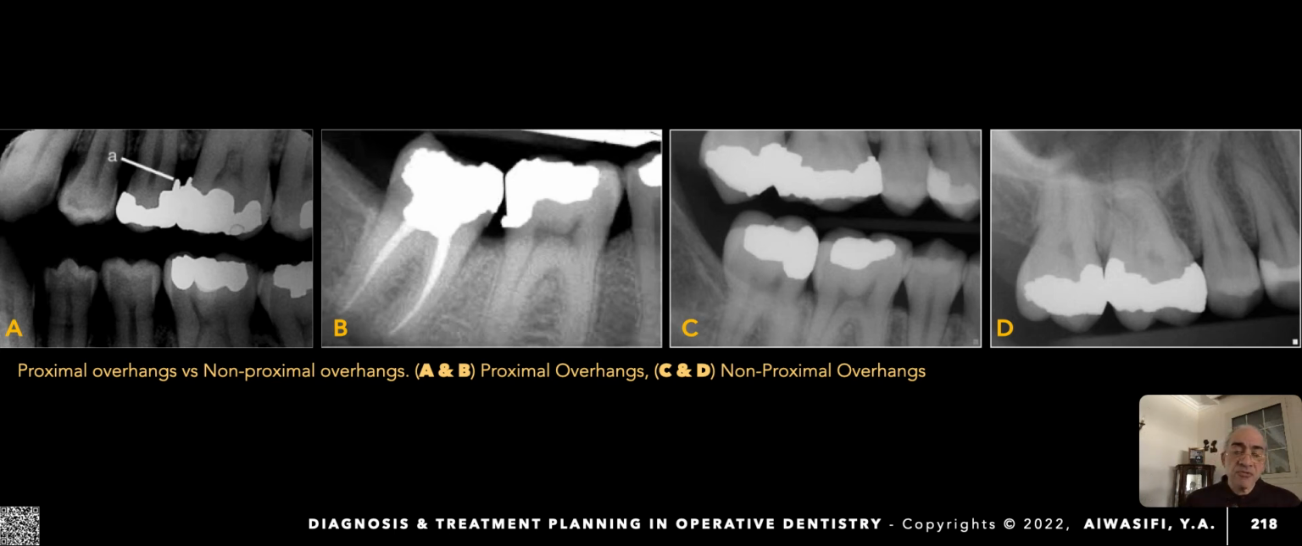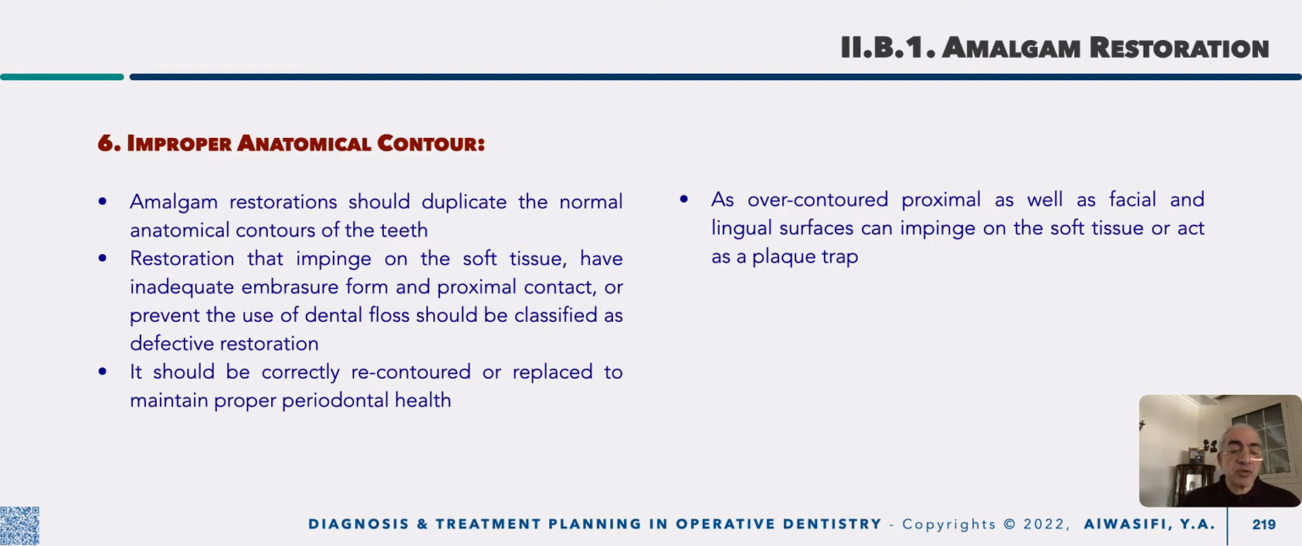If you suspect overhanged margins, you could discover it from the history of your patient, who is suffering from amalgam restoration that impacts food debris, especially fibrous food, deep subgingival. You could expect that there is an overhanged margin. Then comes improper anatomical contour.